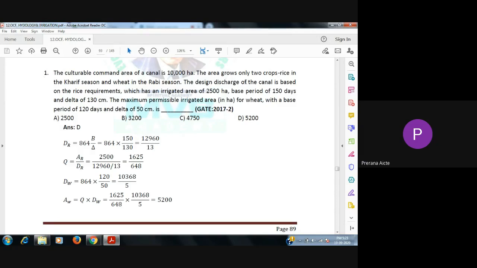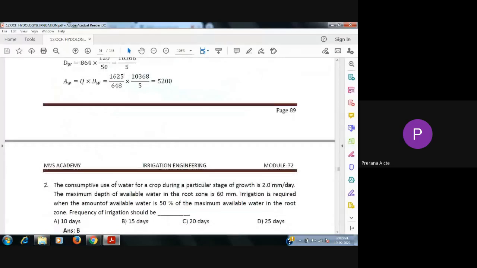Because the area grows only 2 crops, rice in the Kharif season and wheat in the Rabi season, let R be the rice season and W be wheat. The duty of rice equals 8.64 B by delta, where B is 150 days and delta is 130 centimeters. If delta is in centimeters we use 864, or if it is in meters, 8.64. Then finally the discharge is found like this. Similarly, D wheat means the duty of wheat, and the area of wheat is calculated using the same formula. That's all.